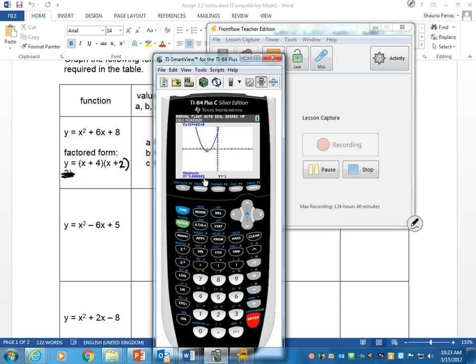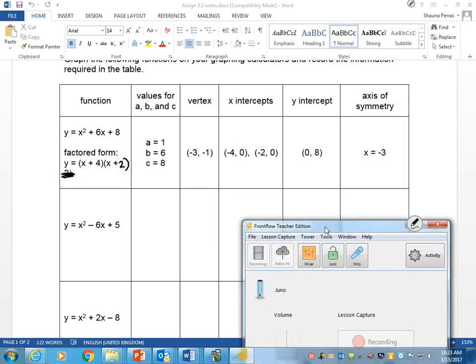Sometimes it has like a decimal, 0.00002 or something like that. Just take the negative 3. If it said negative 3.5, don't just say negative 3. But if it's these zeros and then a 2, then we'll just say negative 3, negative 1. Okay, so now we have our vertex.